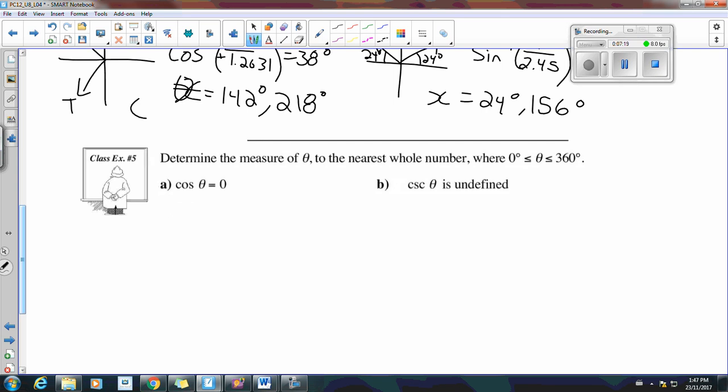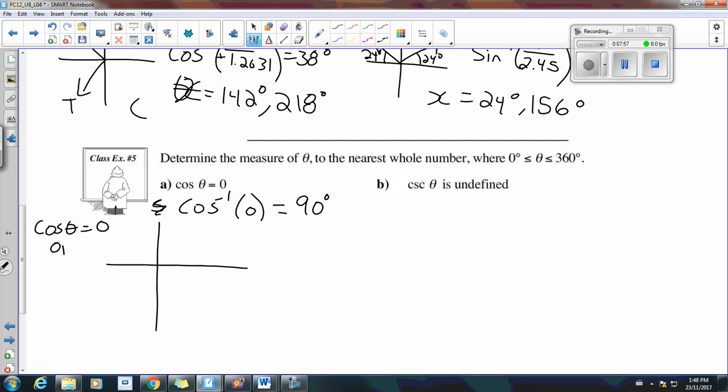Example 5. Determine the measure of theta to the nearest whole number where theta is between 0 and 360. So these are the special cases. So where is cosine equal to 0? Well, if you type in inverse cosine of 0, it's going to tell you that the reference angle is 90 degrees. Okay, so where is cosine equal to 0? Well, what does this mean?